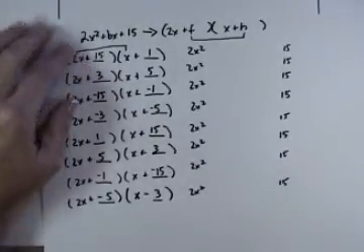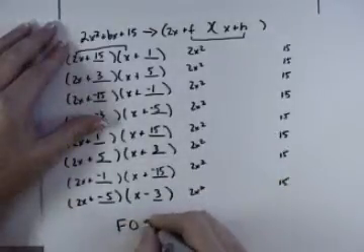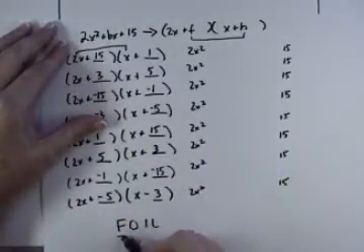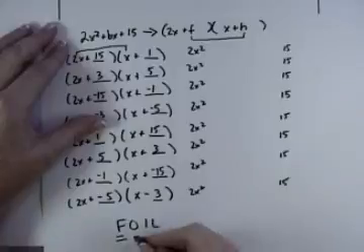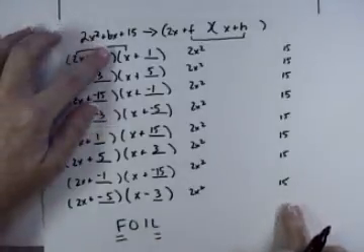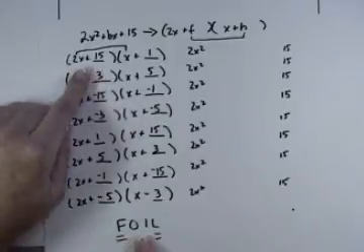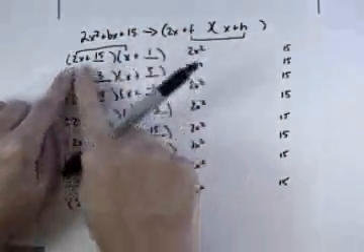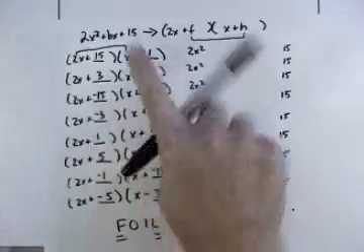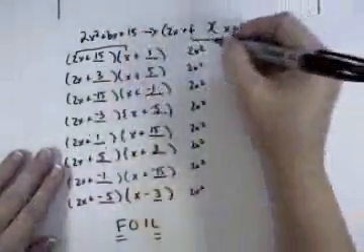So now what am I worried about? Just a quick reminder, if we're doing the FOIL method, that means multiply the first terms. That's what this one is. L was the last terms. That's what the 15 is. Now we have to multiply the outer terms and the inner terms. So that means 2x times the 1 and the 15 times the x.